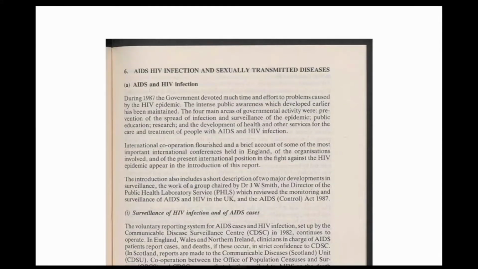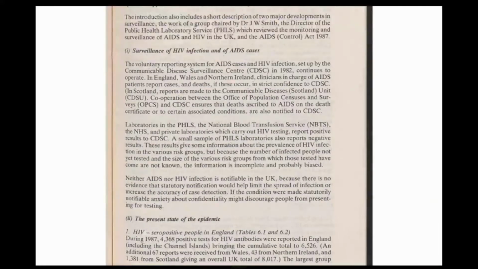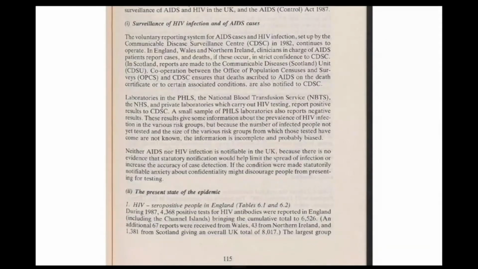And I missed surveillance, that's why I've only got to 3.4 in total. Talks about international cooperation a little bit more. And then if we look at the surveillance section, we can see that reporting continued, and then down at the bottom of the page, that there was a cumulative UK total of 8,017 cases of HIV positive tests.